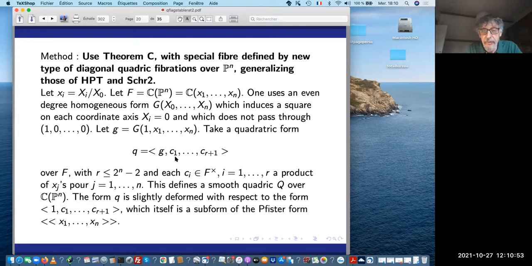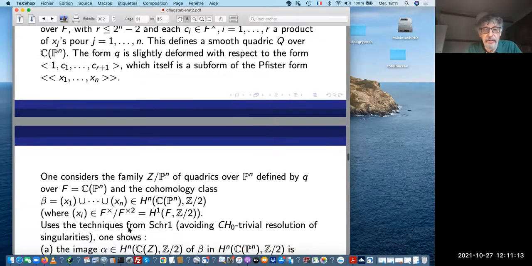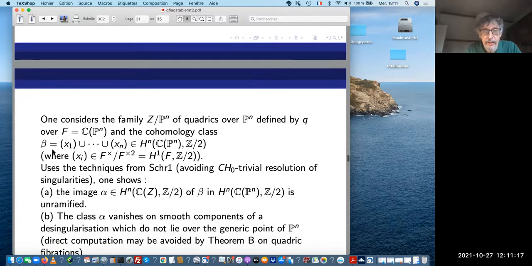So if you had a 1 here, you would be looking at the subform of a Pfister form. But here you replace the 1 by g. So that's why I say that it's slightly deformed with respect to the form <1, c1, ..., c_{r+1}>, which is the subform of the Pfister form. Okay, and one considers a family of quadrics over Pn defined by Q over C(Pn), and the cohomology class alpha = (x1) ∪ ... ∪ (xn) down at the bottom, in Hn(C(Pn), Z/2). And xi again is the class of xi in F* mod F*^2, which is H1 of Z/2.